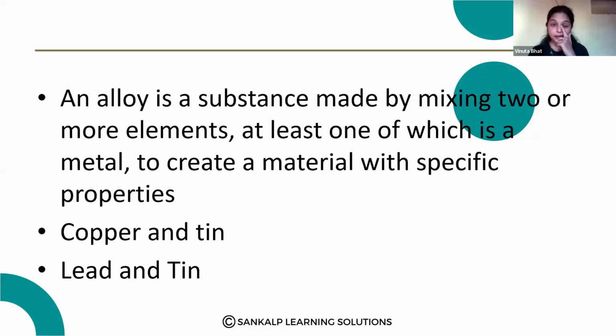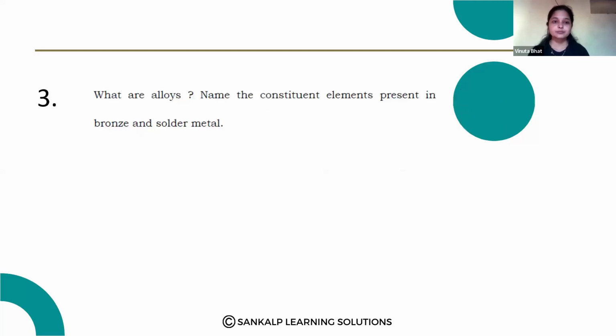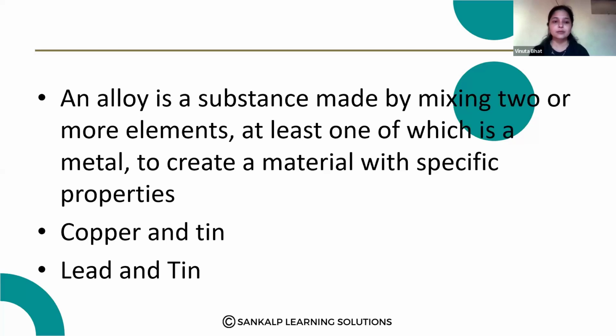An alloy is a substance made by mixing two or more elements, at least one of which is a metal, to create a material with specific properties. Bronze is made up of copper and tin, and solder is made up of lead and tin.